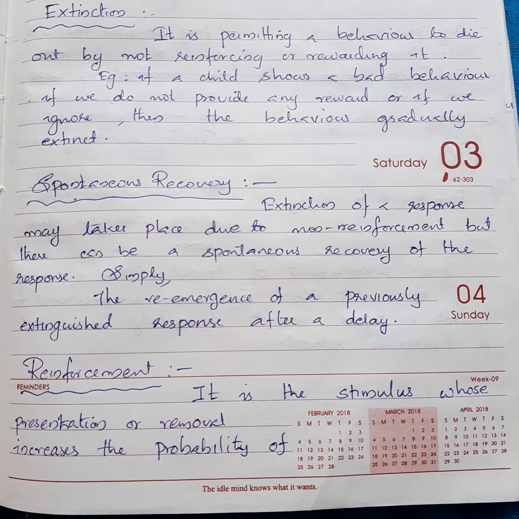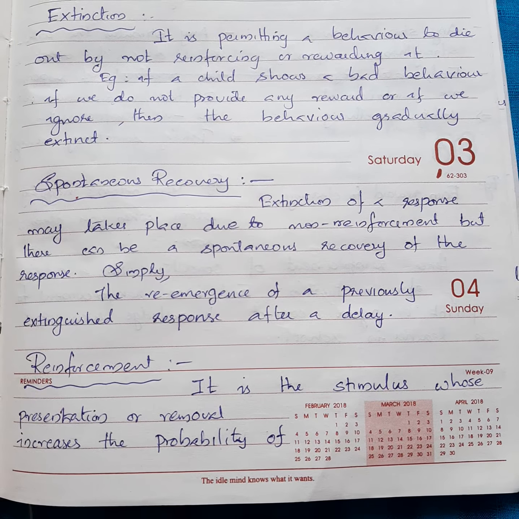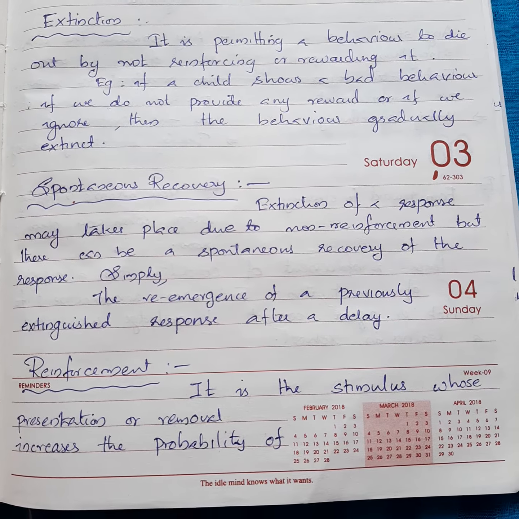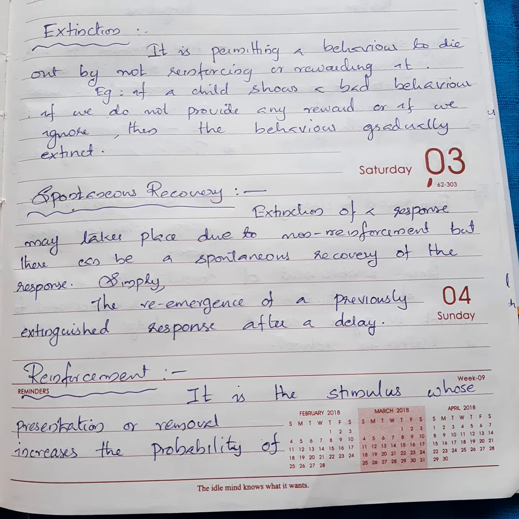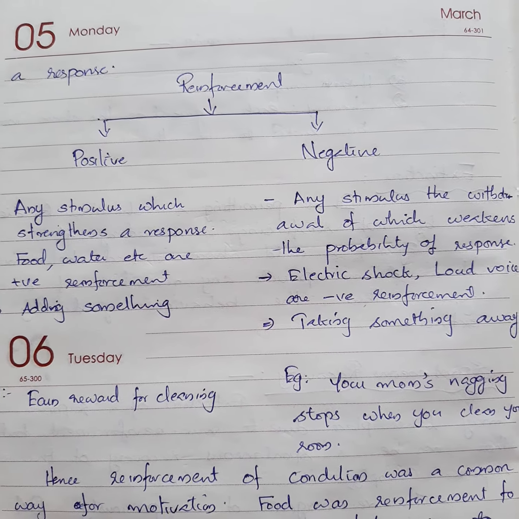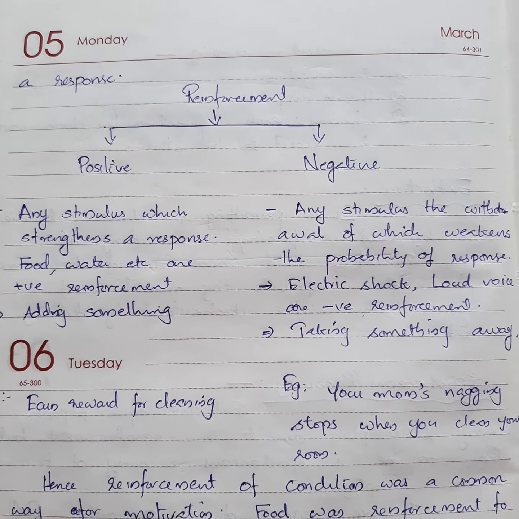The fourth operation involved in operant conditioning is reinforcement. It is the stimulus whose presentation or removal increases the probability of a response. There are two types of reinforcement: positive reinforcement and negative reinforcement.